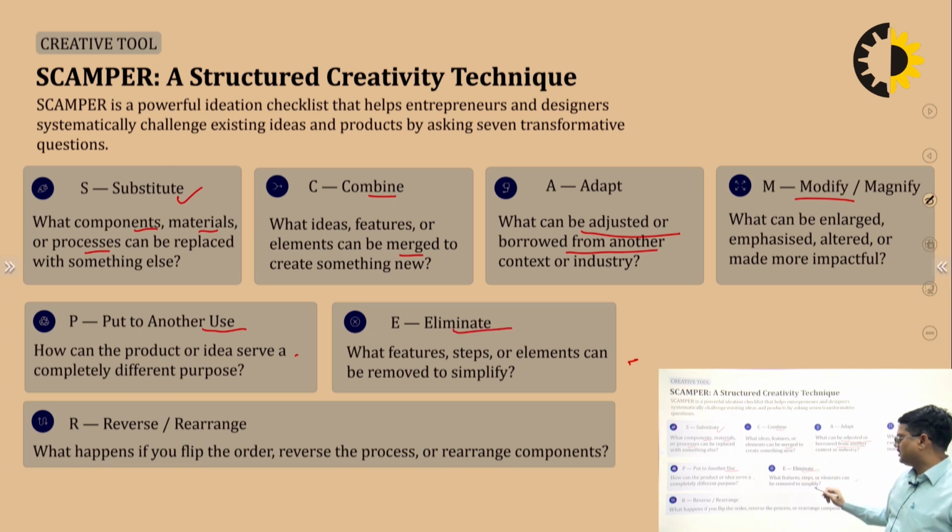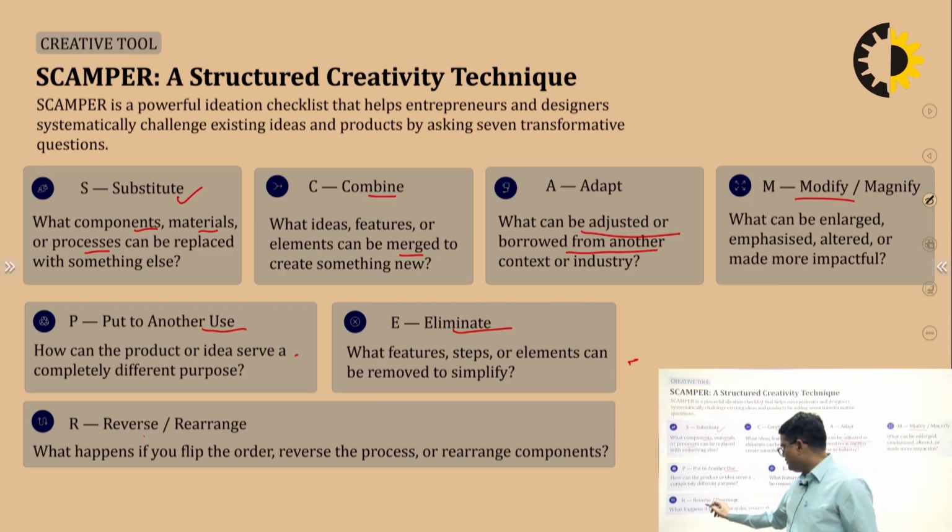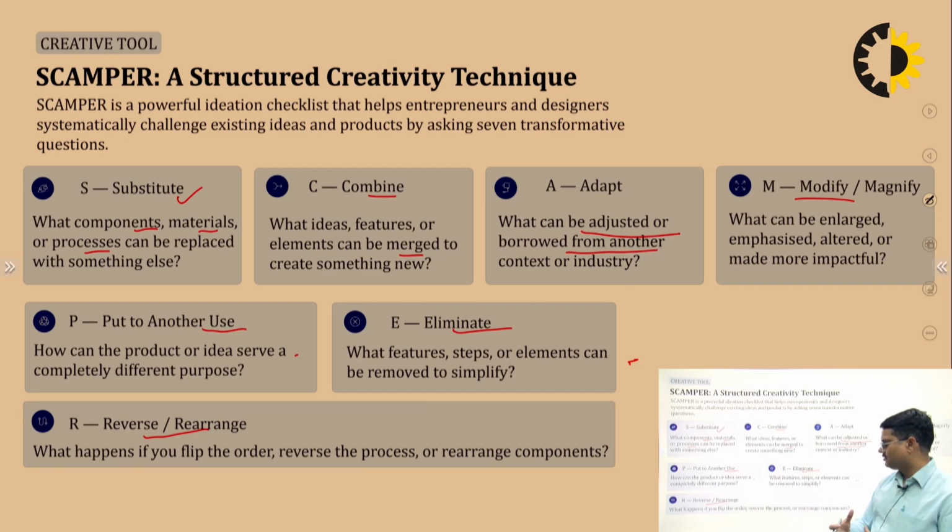And eliminate is the subtraction process, where we can simplify, reduce the cost, reduce the size and many other things by eliminating things. Reverse or rearrange: what happens if you flip the order, reverse the process, or rearrange the components? Eventually, you will have a new product or new service in your hand. So this is a tool, and many entrepreneurs are using it to get innovation, or to convert their creativity into innovation.